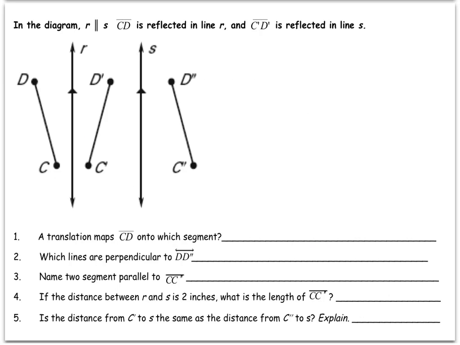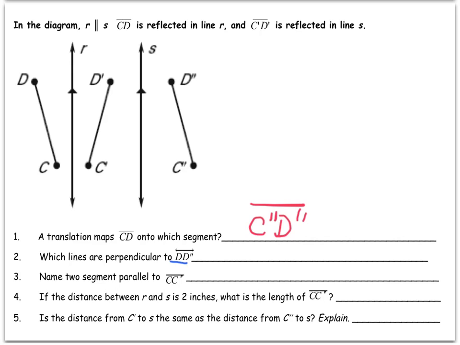Using these properties, we have, again, two parallel lines given here, and we have line segment CD reflected about the line R, giving us C prime D prime, which is then reflected about the line S. First question is, translation maps segment CD onto which segment? Well, this translation is going to move C over to C double prime and D over to D double prime. So this is going to be segment C double prime D double prime.